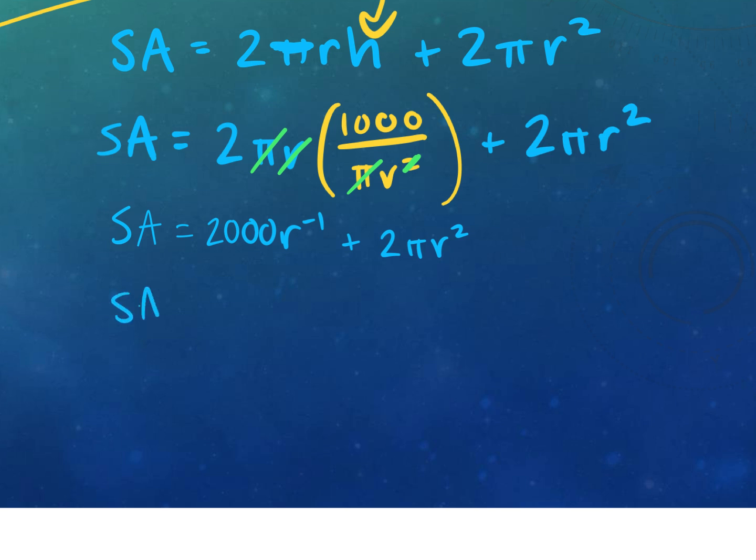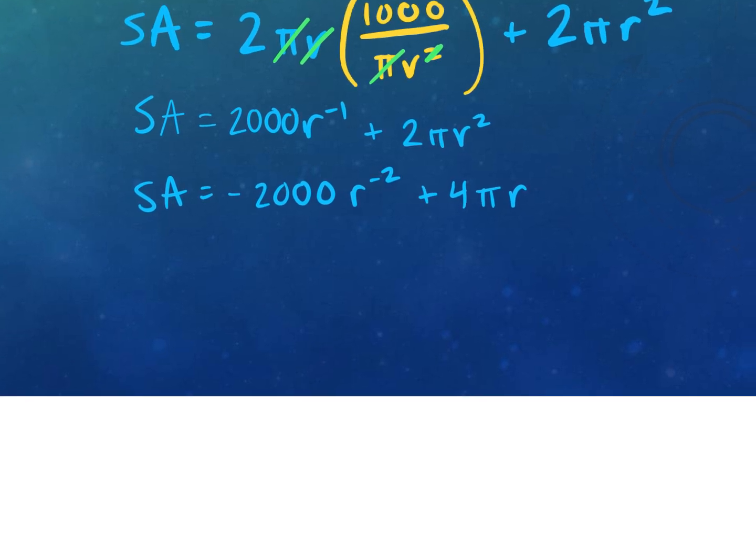Now when we take the derivative, we get negative 2,000 r to the power of -2. Then when we take the derivative of 2 pi r squared, what would our derivative be here? 4 pi r, perfect. Because that 2 pi is just a coefficient. It's just the number out front. So here would be our derivative. What would we do next?